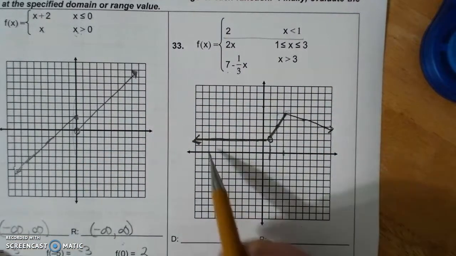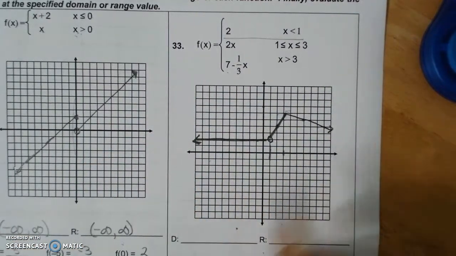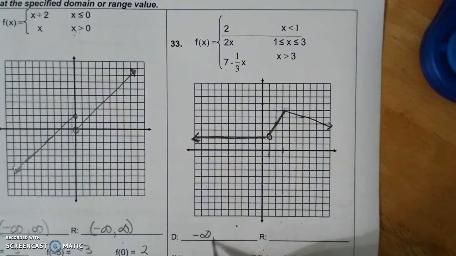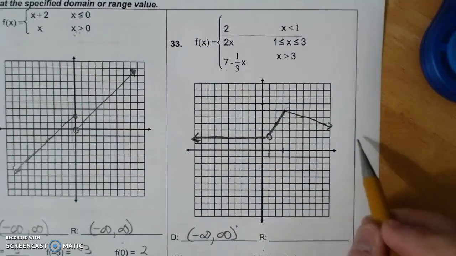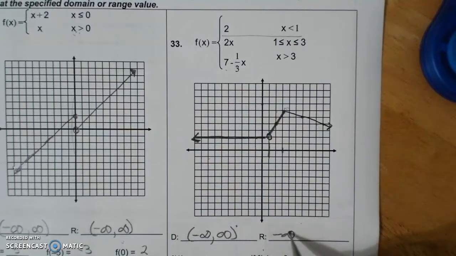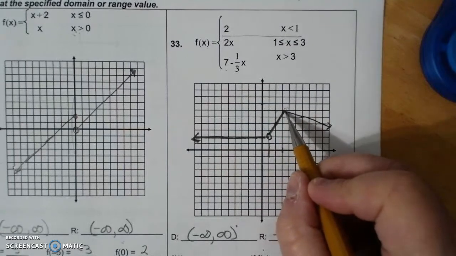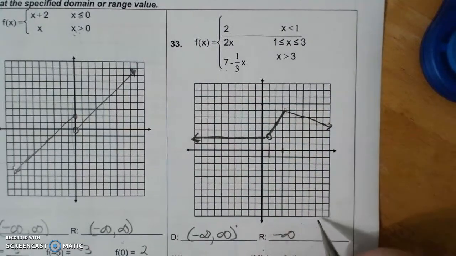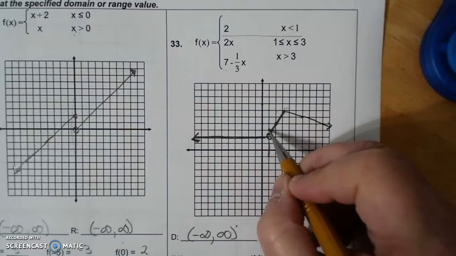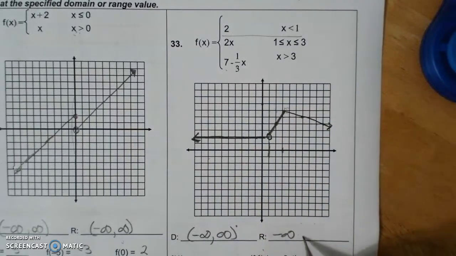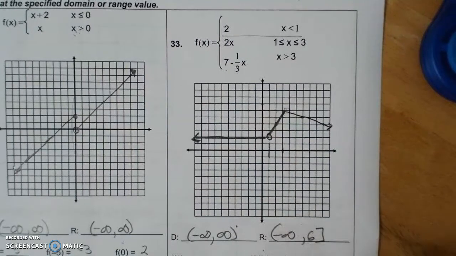Okay, domain: arrowhead, arrowhead, negative infinity to infinity. Range: this can go all the way down, so this is negative infinity, and it peaks at 6. And it is a closed bracket.